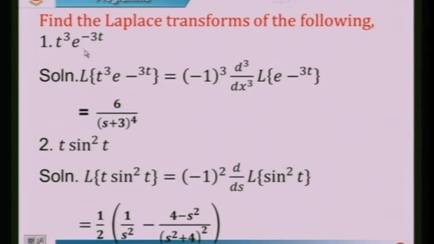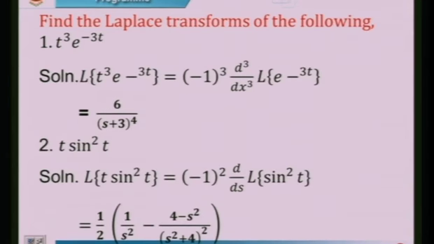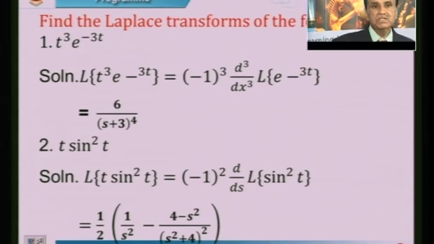If you interchange this, then this problem can also be converted into the form of shifting property application. Sorry, but in this problem t cube means an algebraic term. The algebraic term appeared in the first position and the exponential term appeared in the second position. Let us give the solution as it is.